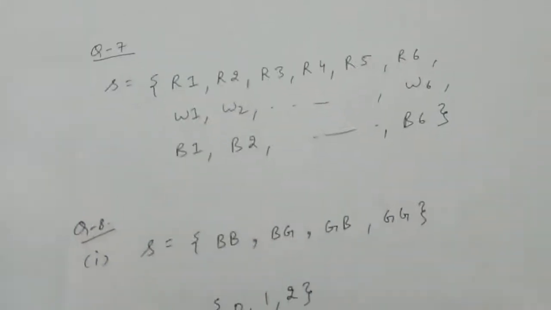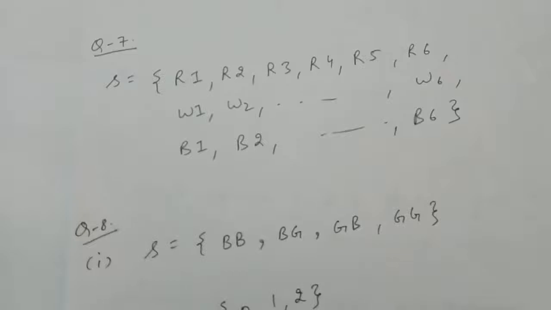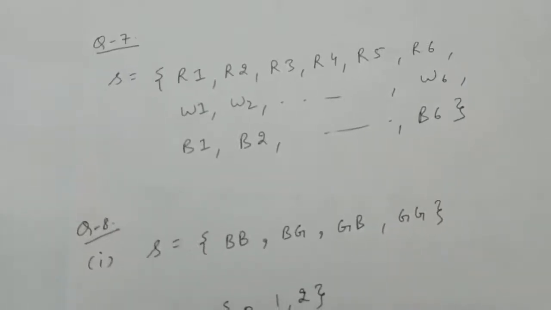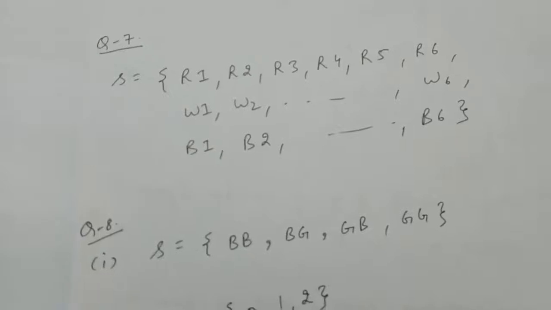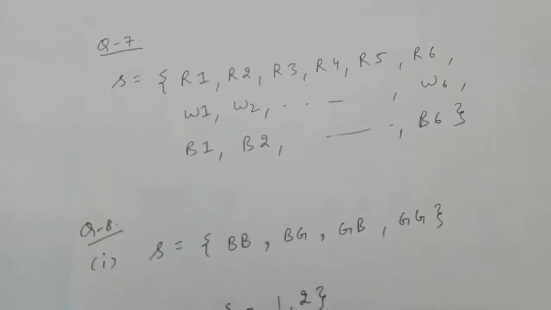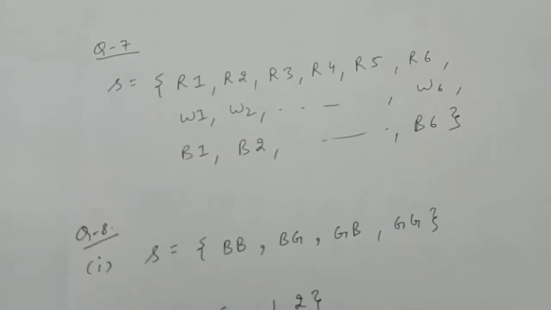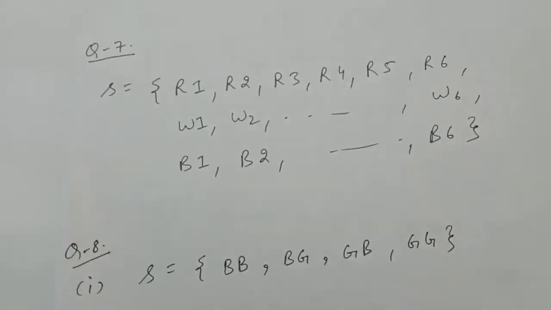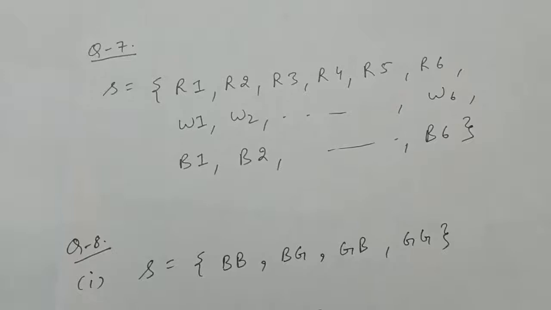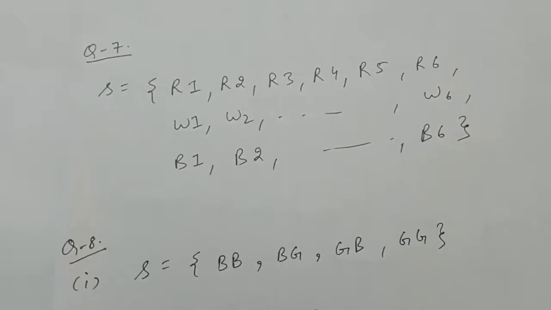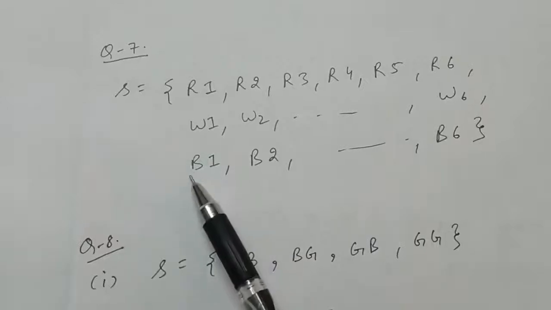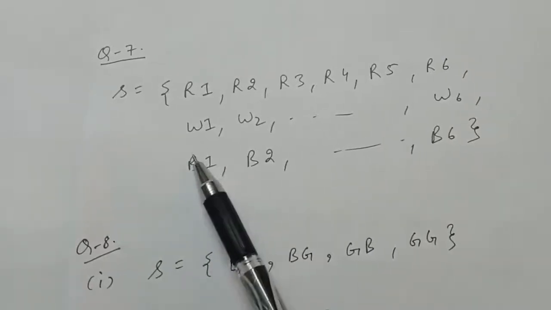Now question number 7 is: one die of red color, one of white and one of blue color are placed in a bag. One is selected and rolled. Its color and the number on the uppermost face is noted. Describe the sample space. So let us consider the red die as R, the white die as W and the blue die as B, right?